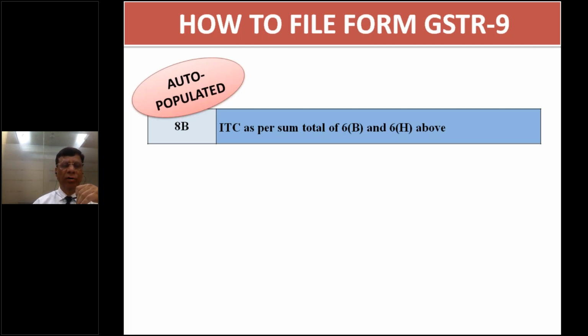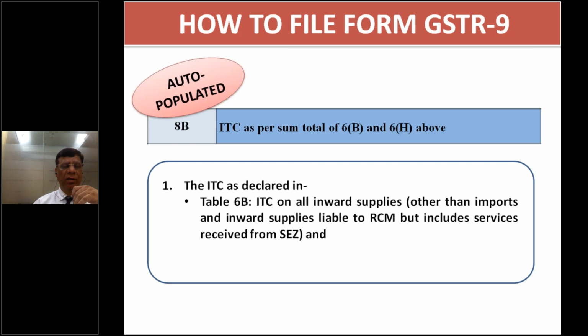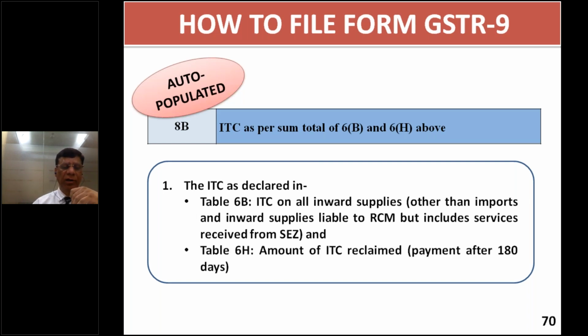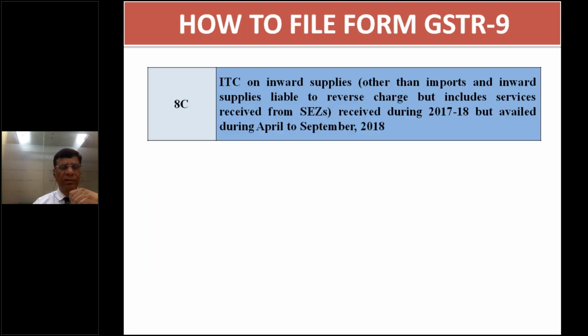8B column will be auto-populated, which is the ITC as per the sum total of 6B and 6H above. You see, the ITC as declared in table 6B, that is ITC on all inward supplies other than imports and inward supplies liable to RCM, that includes services received from suppliers. And 6H contains the amount of ITC reclaimed on payment made after 180 days.